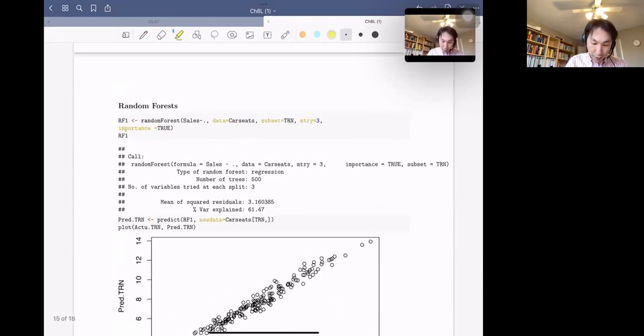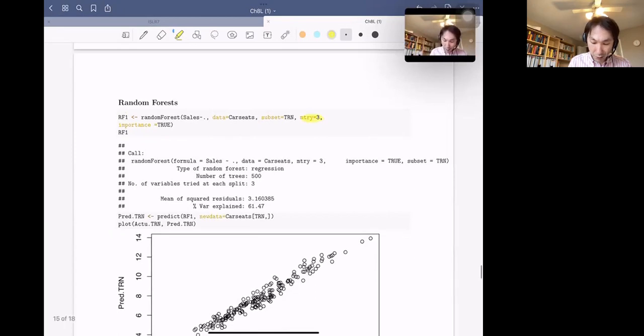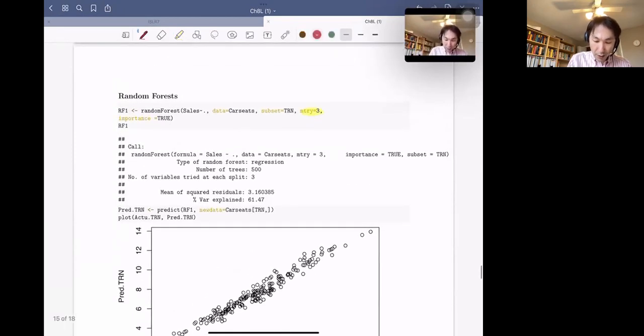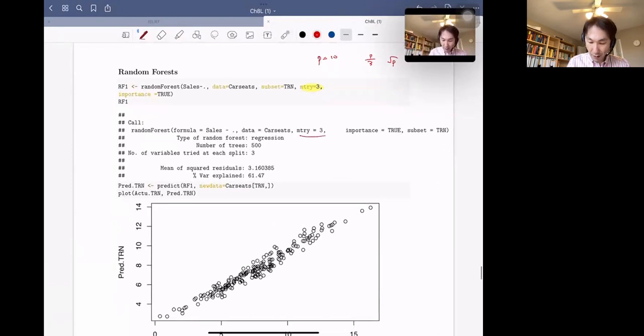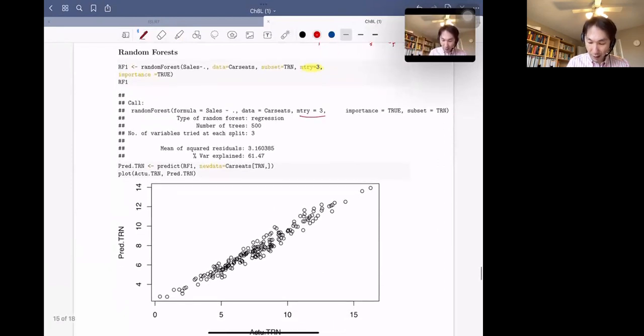And the next one is random forests. So this is basically the same, but the only difference is the number of predictors allowed for each tree is smaller. So here p is equal to 10. So often we use p over 3 or square root of p. In this case, both are about 3. So I used mtry equal to 3.